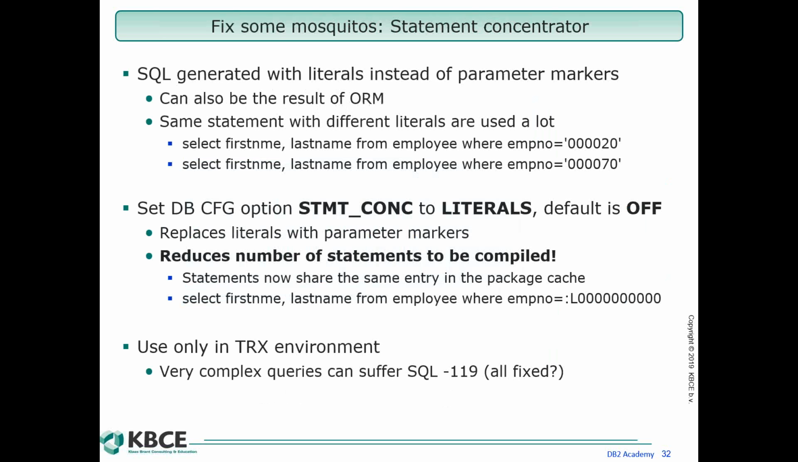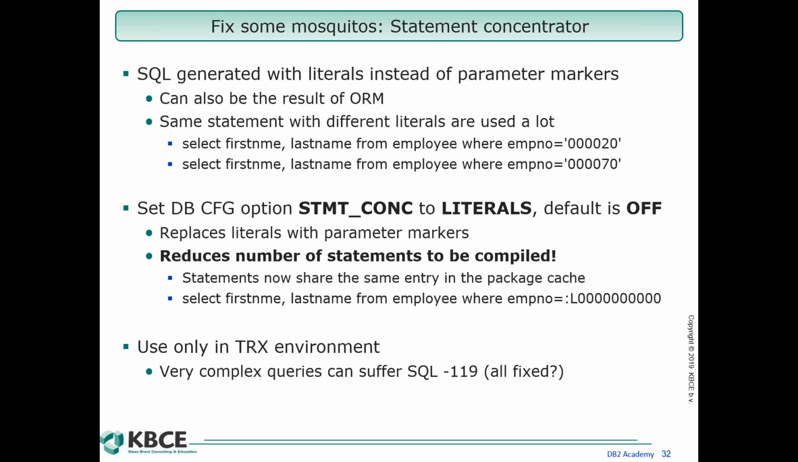Good. Back to our mosquitoes. It could be that the mosquitoes are coming from an application which we call stringers. These applications string their SQL together in that they actually produce a long string with all the literal values in there and then present it to Db2. And Db2 says, that statement's not in the package cache. Let's compile that, and puts it into the package cache. And then they come with a new value, but the statement's the same. And as the example here on the slide, just the employee number changed.